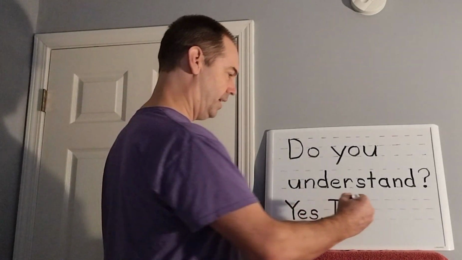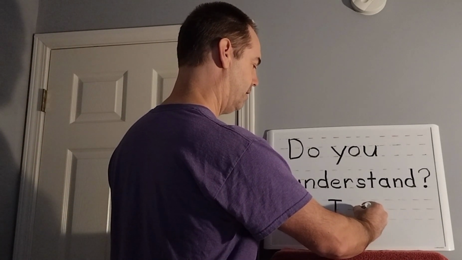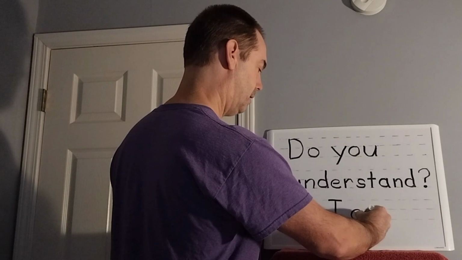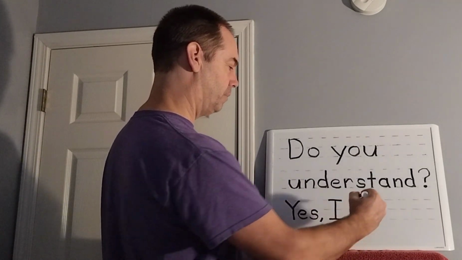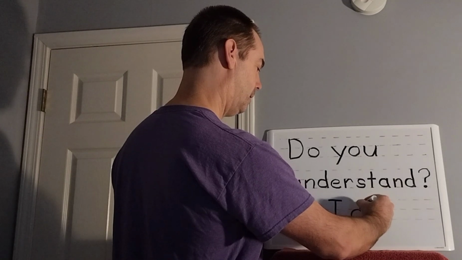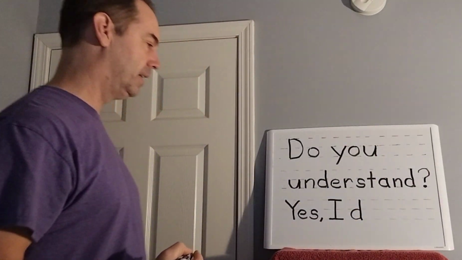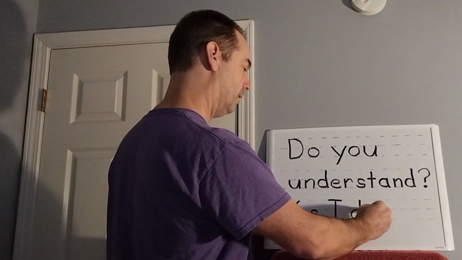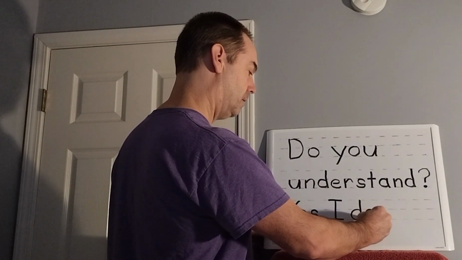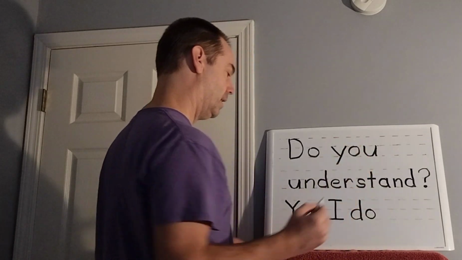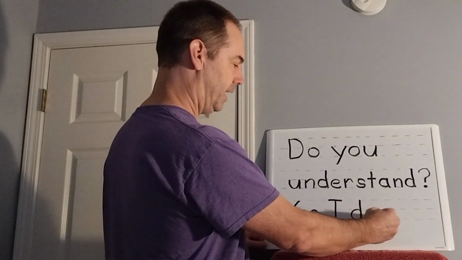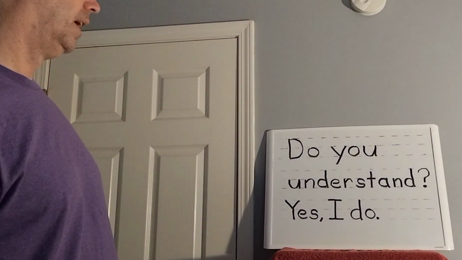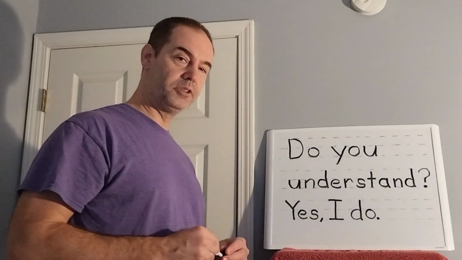We're going to do a lowercase d. It starts like a lowercase c. And then we do a straight line down from the top. And finally, we end it with an O. Counterclockwise from the middle line. Yes, I do. And we end that, it's a sentence, we end it with a period. That's a dot right there on the bottom line. Do you understand? Yes, I do.